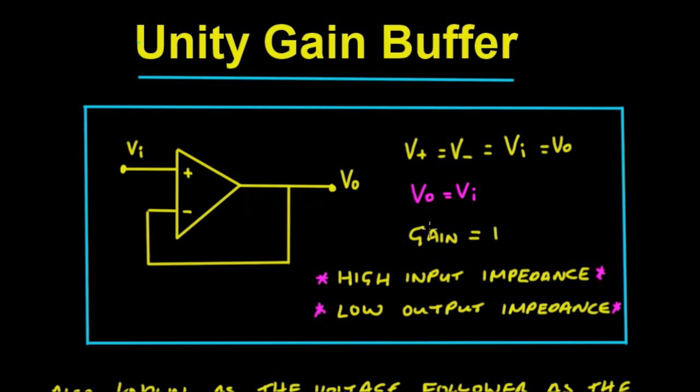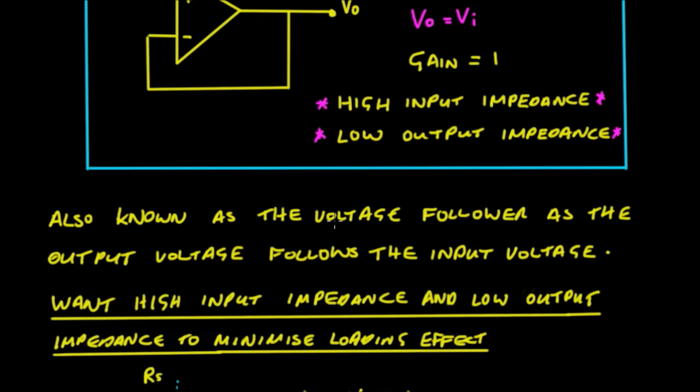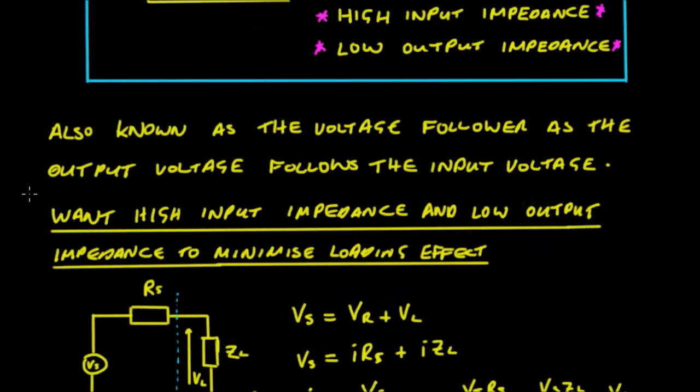The point about this circuit though is that it has a high input impedance and a low output impedance, and it's also known as a voltage follower because the output voltage follows the input voltage. But the main point about that circuit is the fact it's got a high input impedance and low output impedance. So, what's the point in that? What do we gain by having a high input impedance and low output impedance?